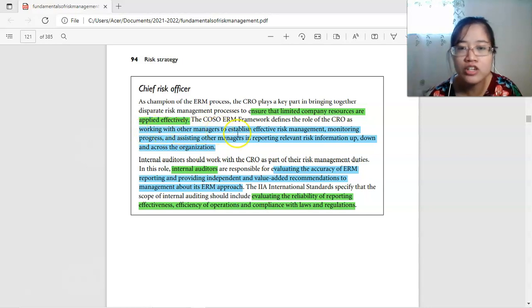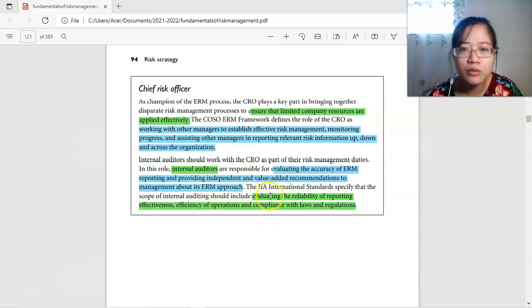Working with other managers to establish effective risk management, monitoring progress, and assisting other managers in reporting relevant risk information up, down, and across the organization. Okay. Tapos yung internal auditors naman, evaluating the accuracy of ERM reporting and providing independent and value-added recommendations to management about its ERM approach. ERM, enterprise, tama ba? Enterprise risk management.